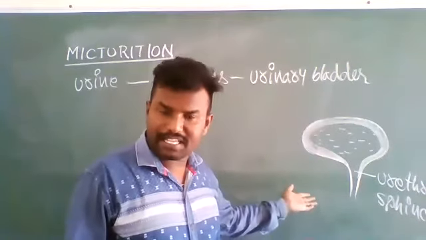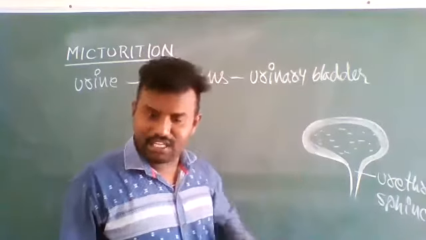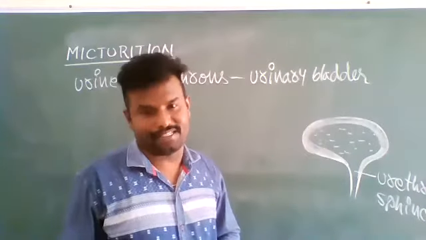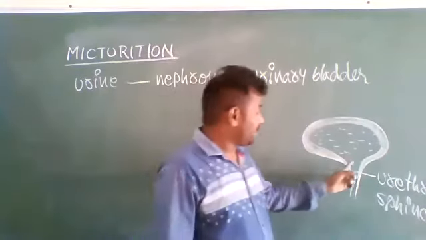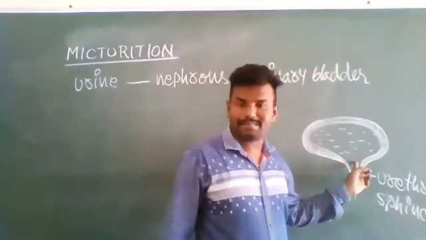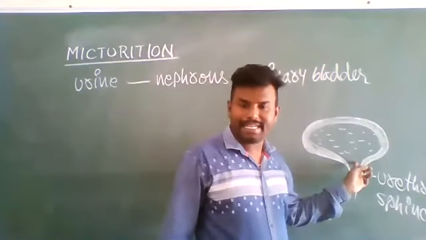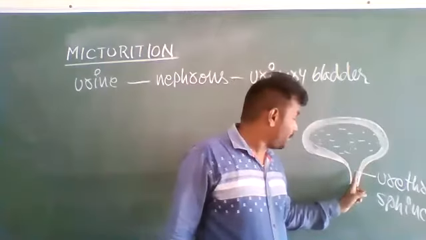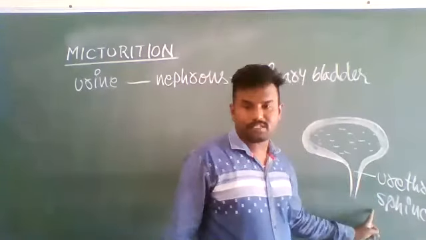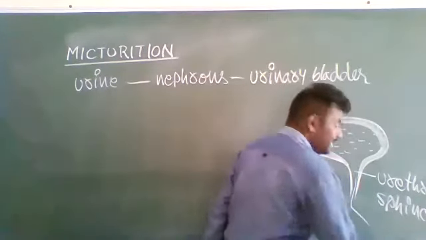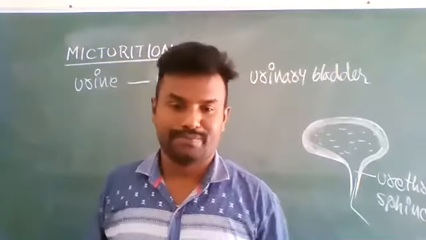Here, we already said there are internal urethral sphincters and external urethral sphincters. Internal urethral sphincters are made up of smooth muscles. External urethral sphincters are made up of striated muscles. When these smooth muscles receive signals from the central nervous system, they immediately relax and open the urethral sphincter, and the urine is expelled out.